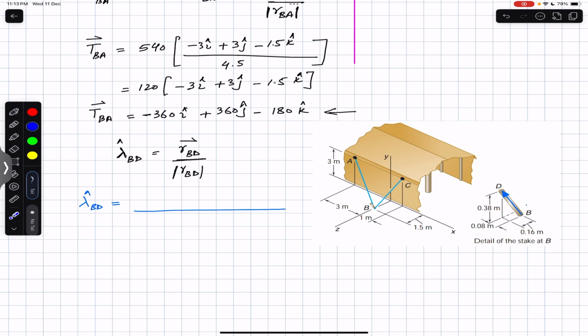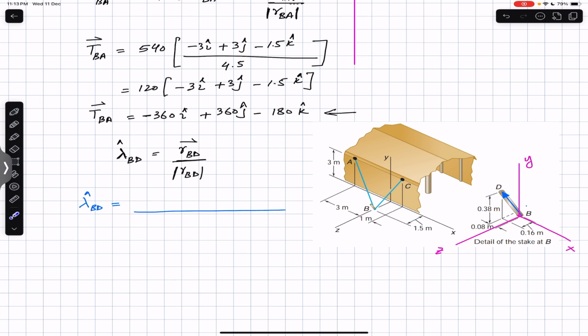So from B we need to travel this distance. Remember that this is our positive z direction, this is our positive x, and this is our positive y. So let me represent that. From B we need to travel 0.16 meters in the positive z direction, so in the positive k we need to travel 0.16. So we will reach here.